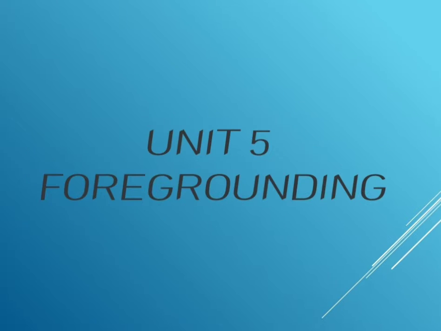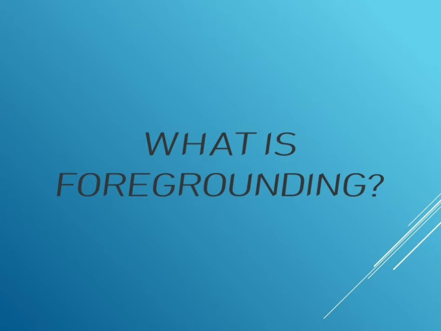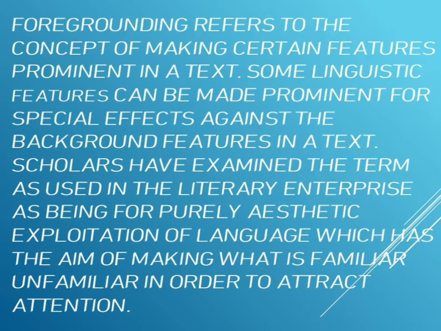We are now on Unit 5 of Module 2, and we are going to discuss foregrounding. So, what is foregrounding? Foregrounding refers to the concept of making certain features prominent in a text. Some linguistic features can be made prominent for special effects against the background features in a text.